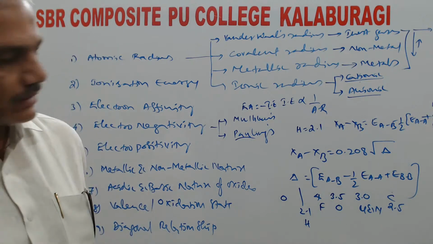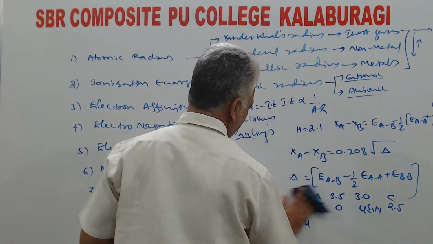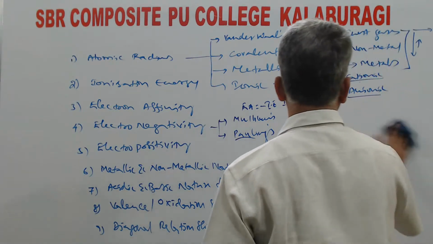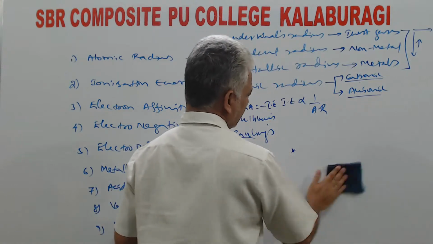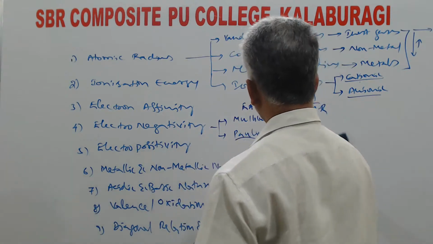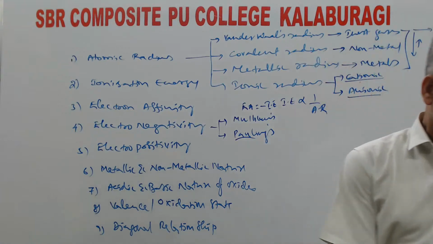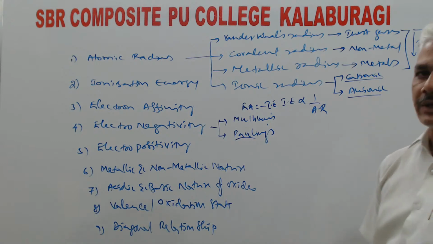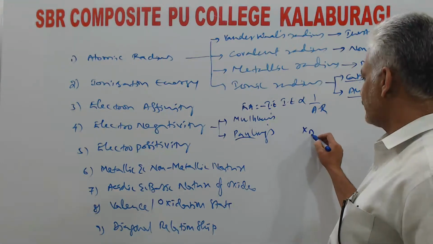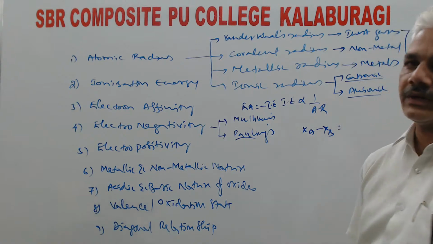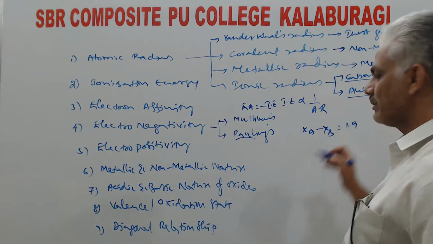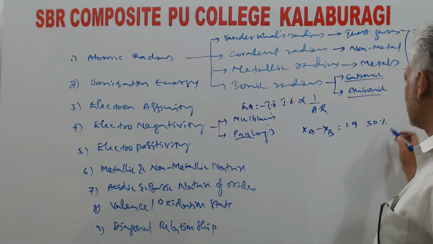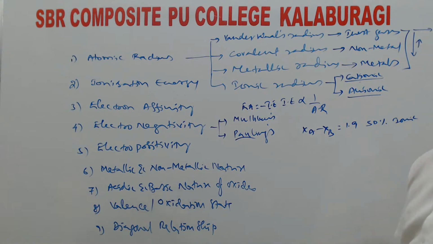So, by using the electronegativity values, we can calculate percentage of ionic character in a covalent bond. So indirectly, it will tell whether a covalent bond is having 100% ionic character or 100% covalent character or in between. In general, if the difference in electronegativity between two atoms is equal to 1.9, then it will have 50% ionic character and 50% covalent character.